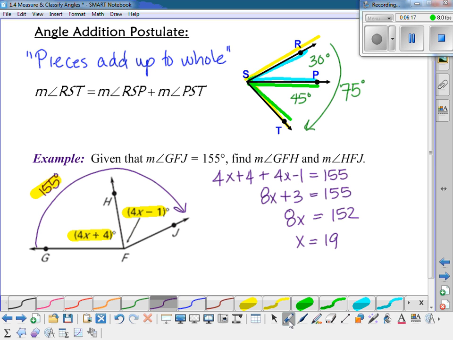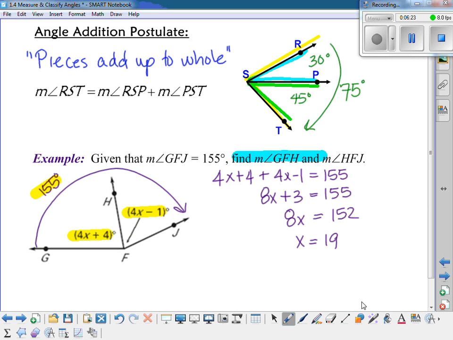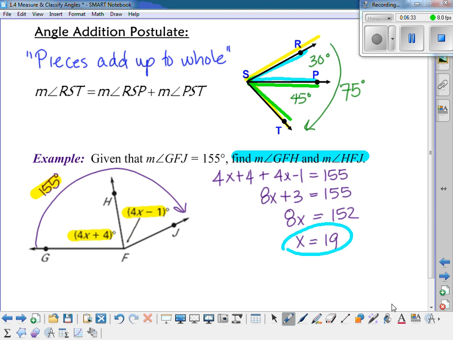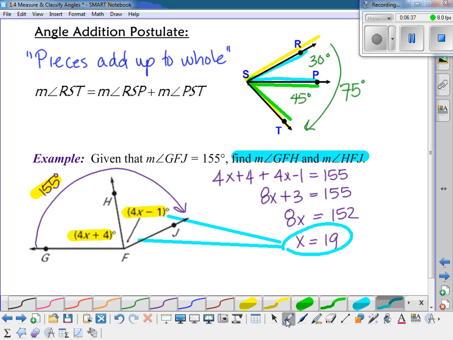Okay, here's where you have to be careful. Am I done with the problem? No, I'm not, because I'm supposed to be finding the measure of GFH and HFJ. So you always want to pay attention to what the instructions say and make sure you're answering the question that's asked. So I'm going to take that x equals 19, and I have to plug it in to those two expressions to find the measures of those angles.